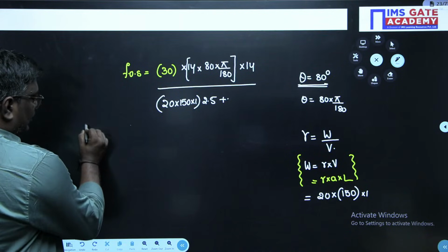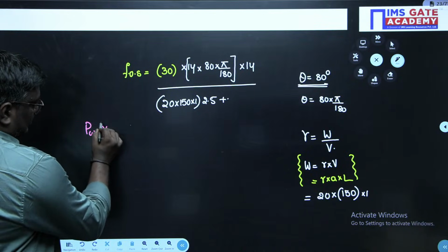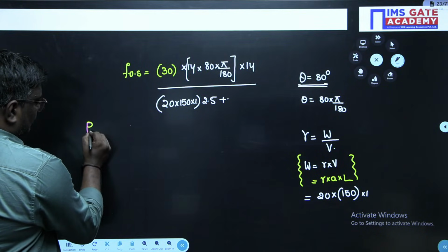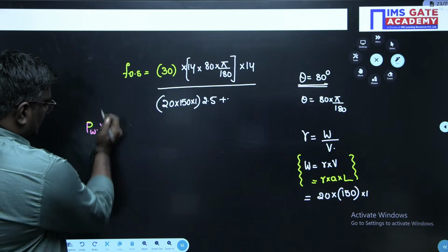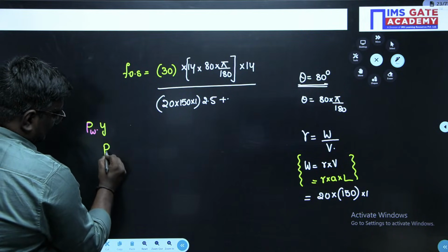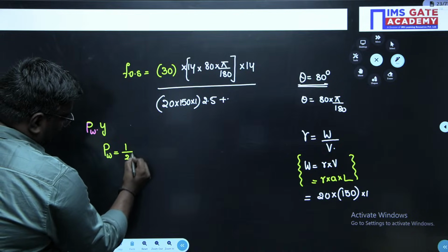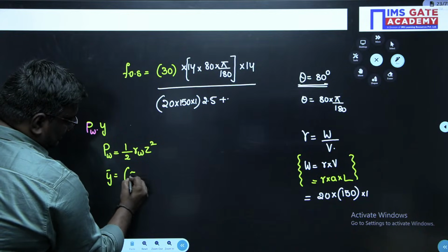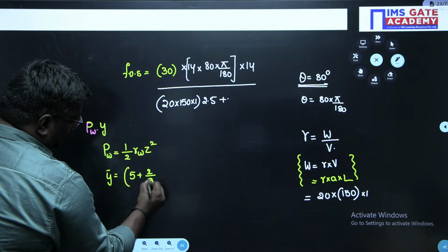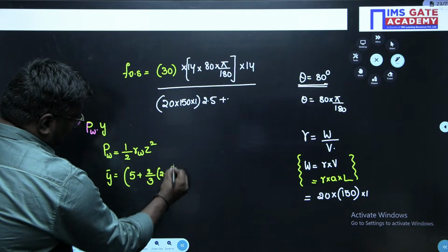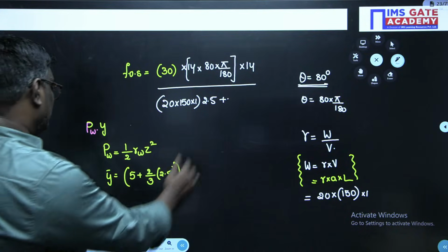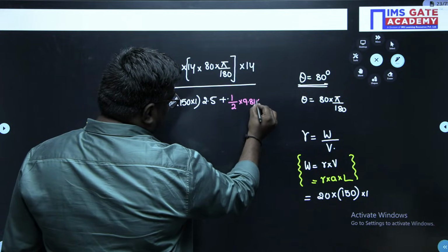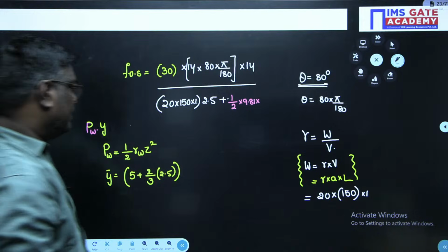So PW into Y bar. The force due to pore water pressure is half into gamma W into Z square. And Y bar is the distance at which it acts: 5 plus, from apex, 2/3 of the height, so 2/3 into 2.5. If you substitute this, half into 9, gamma W is 9.81, and Z square is 5.5 square.